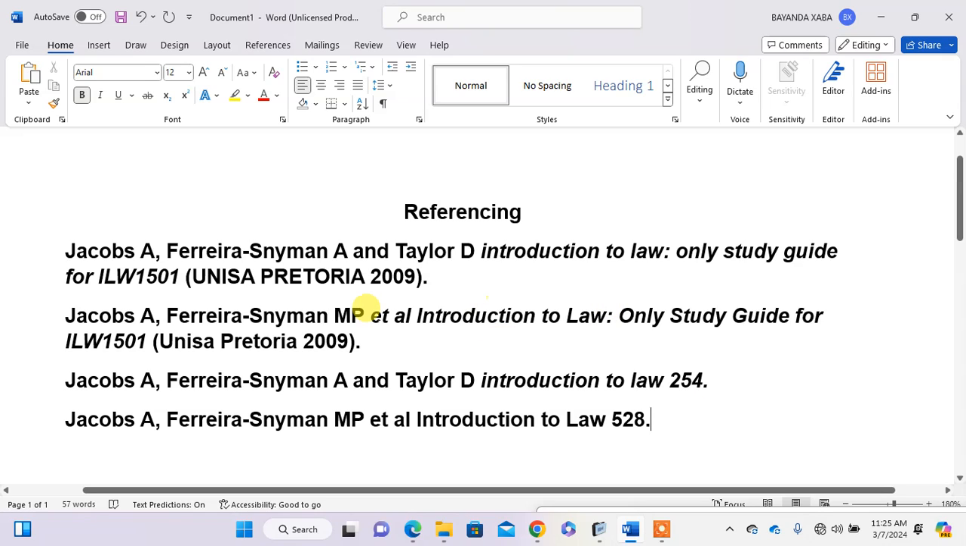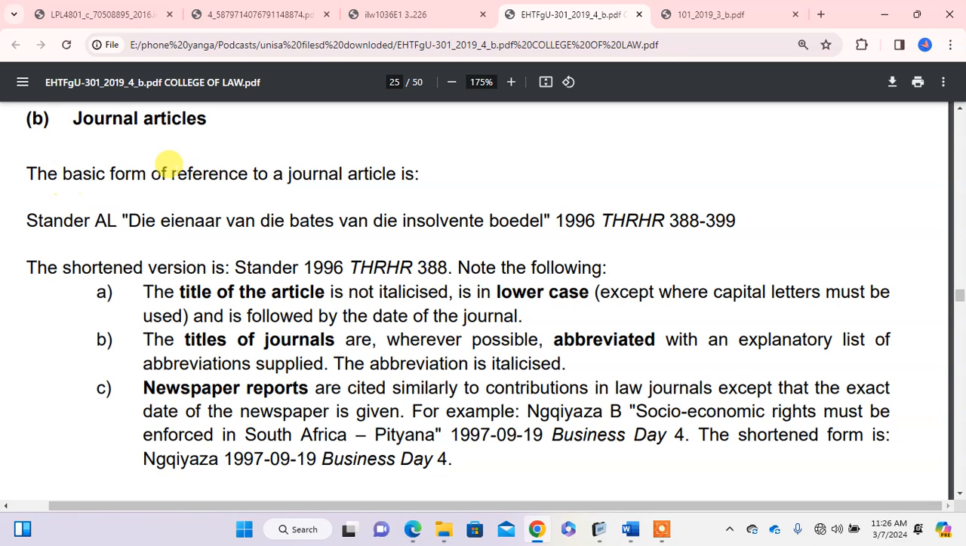Now let's go to the journal articles. You know that as a lawyer, each and every assignment that you'll be writing, you are likely to base your argument on the journal articles. So here is how you reference the journal articles. You have to follow this method. The short version is standard.